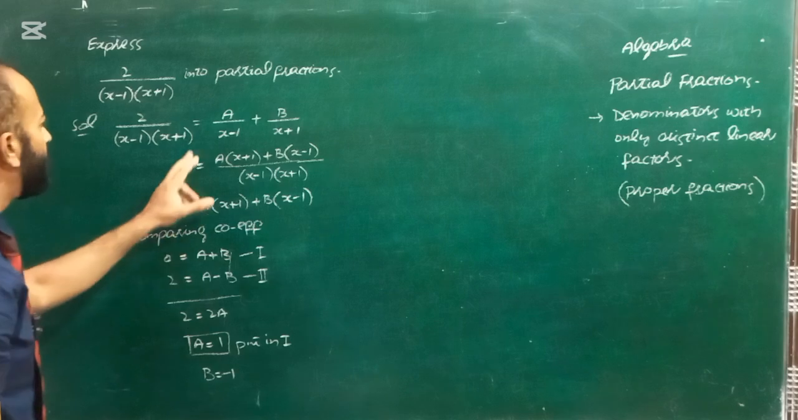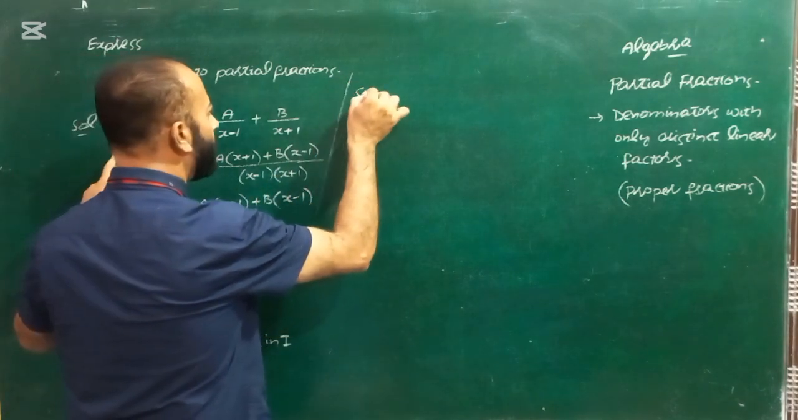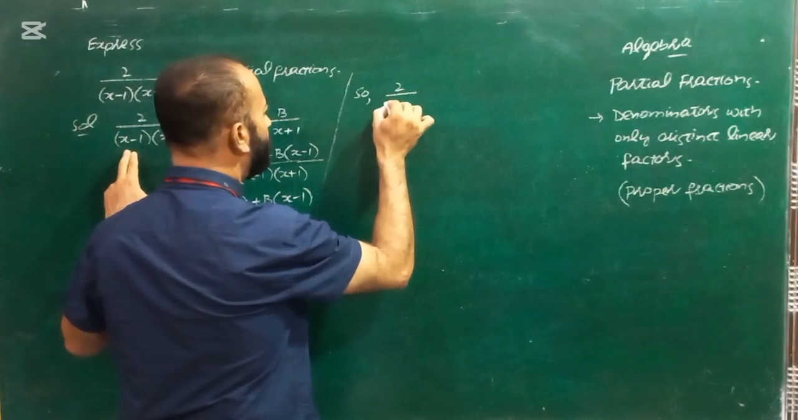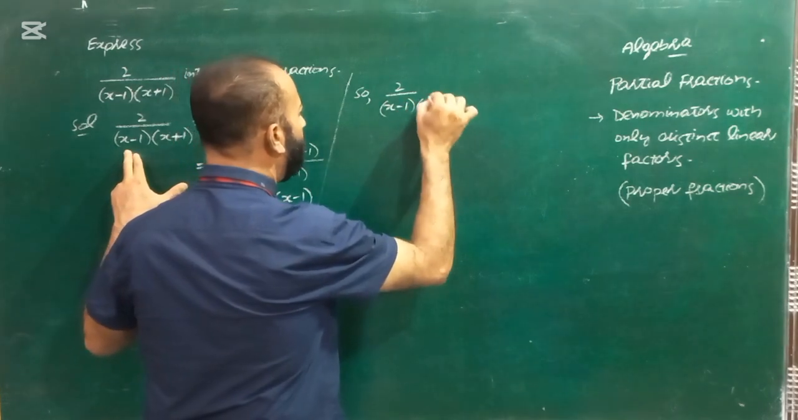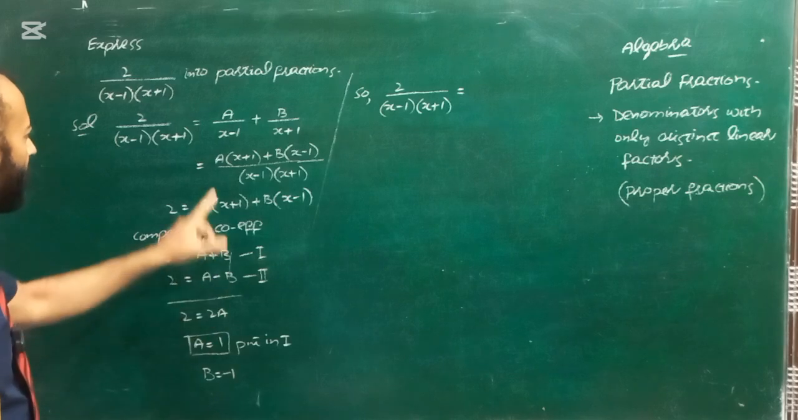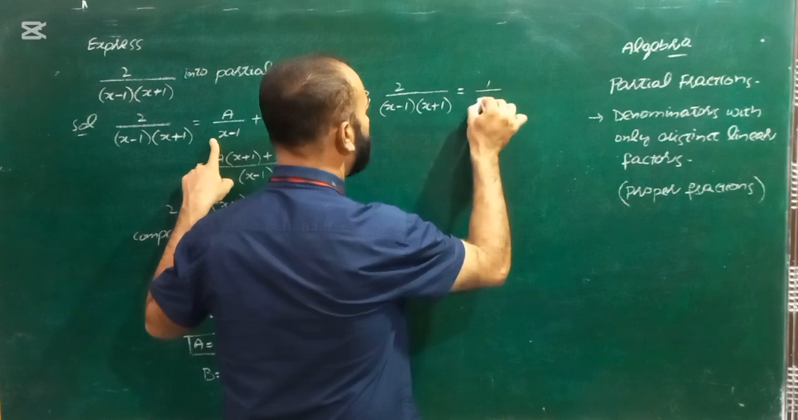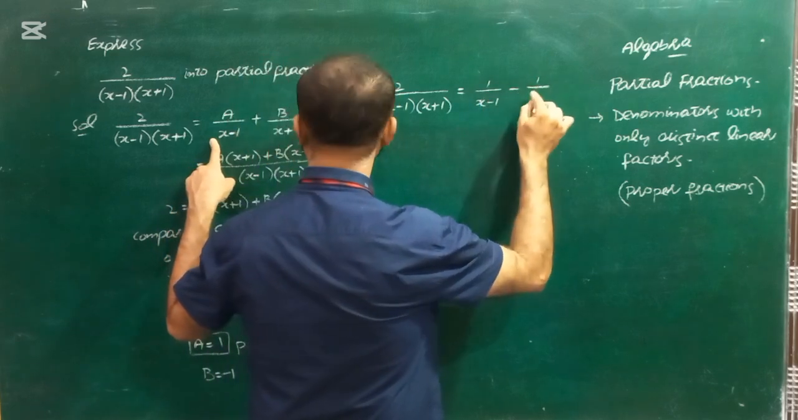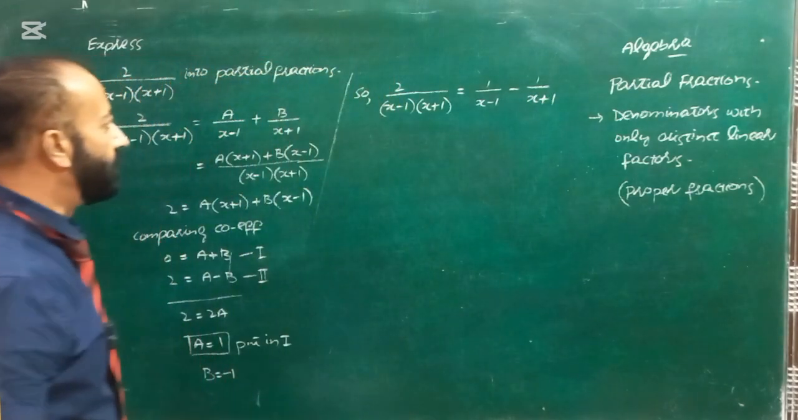So putting these values here, 2 over x minus 1 into x plus 1 will be equal to, a's value is 1 and b's value is minus 1. So a over x minus 1 is 1 over x minus 1, and b's value is minus 1, so minus 1 over x plus 1. So this is the answer.